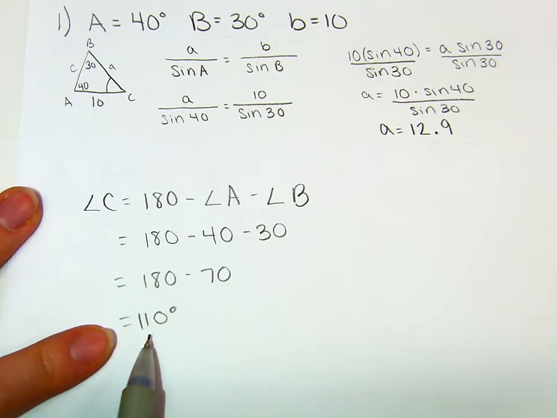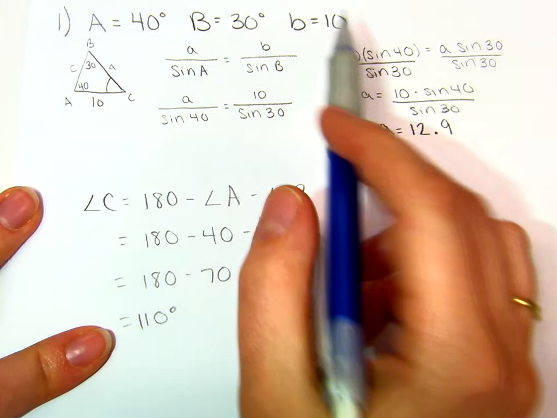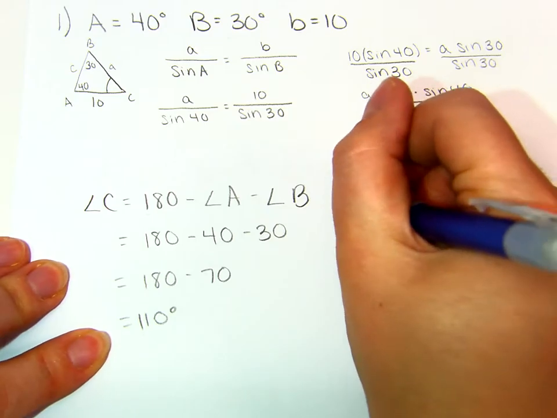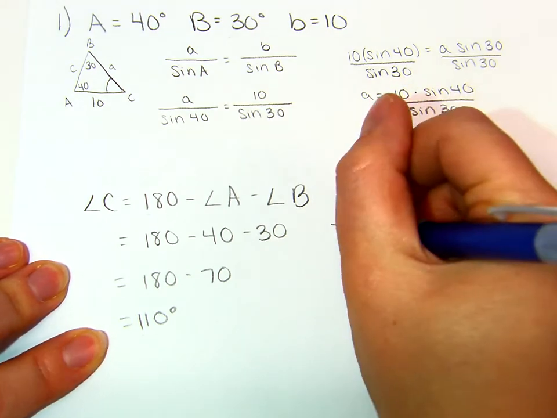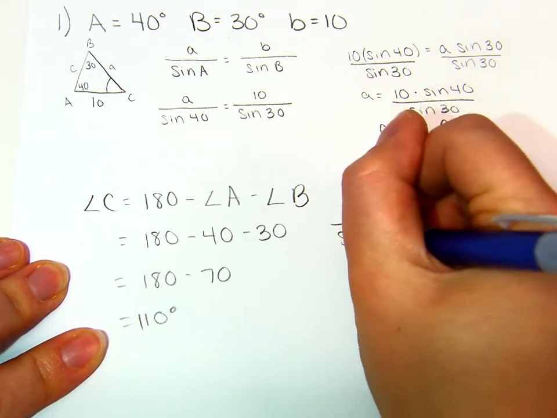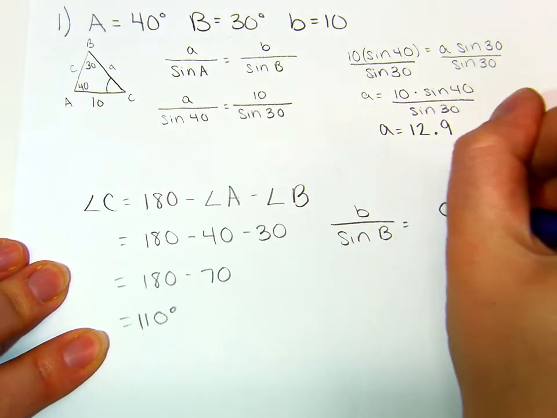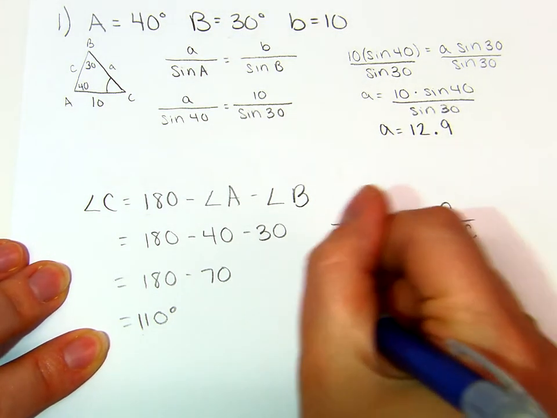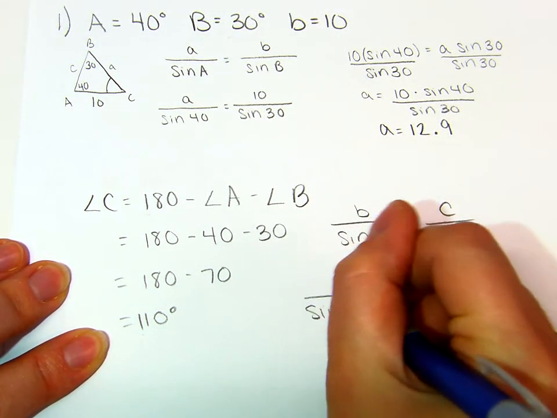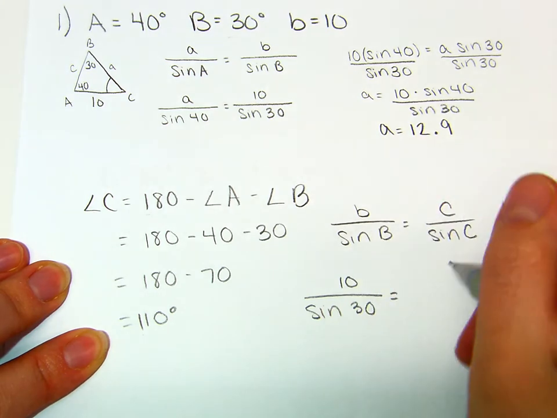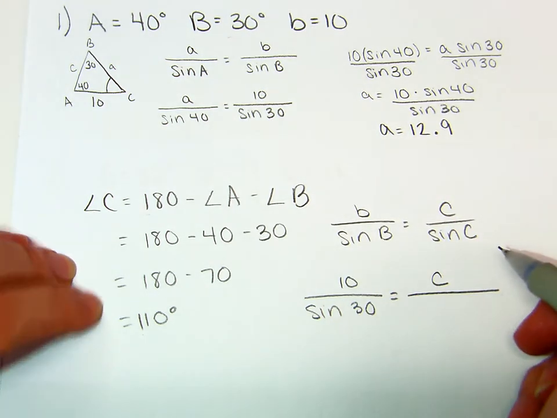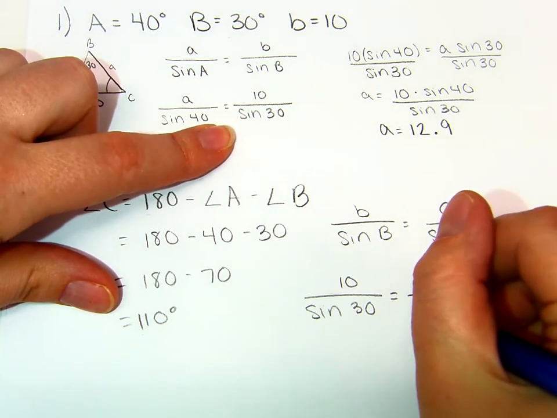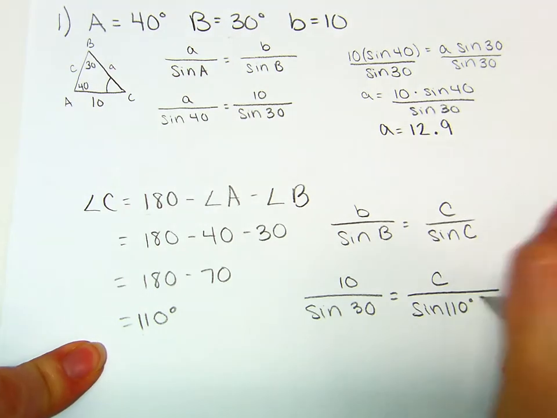So I know angle C is 110. And since I know both of my B's and I want to find my side C, I could use the law of sines again. But instead of using my A's and my B's, I'm going to use my B's and my C's. So I know my B's, so I can plug those in. So I'd have 10 over the sine of 30 equals side C, I don't know, that's what I'm trying to solve for, and then the sine of 110 for angle C.